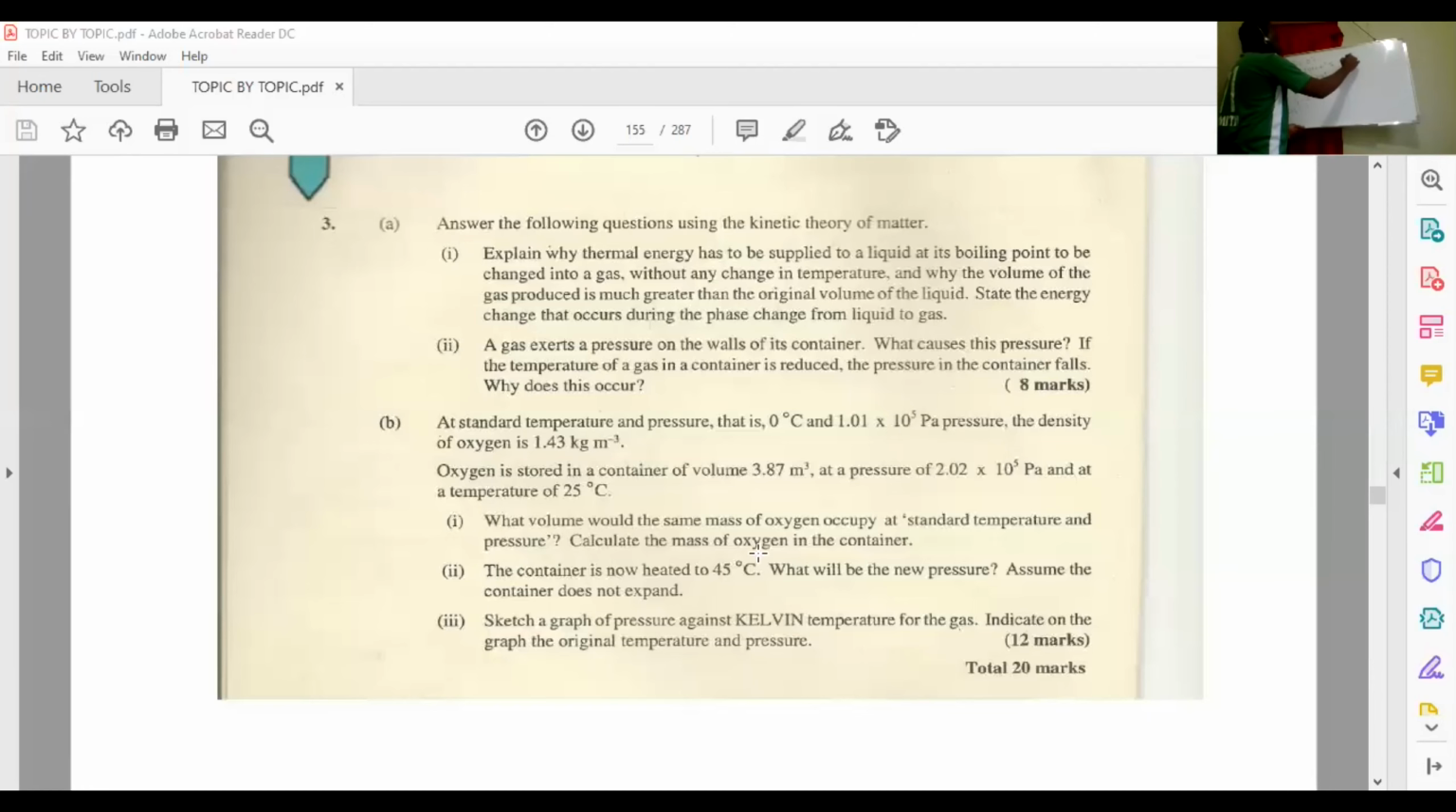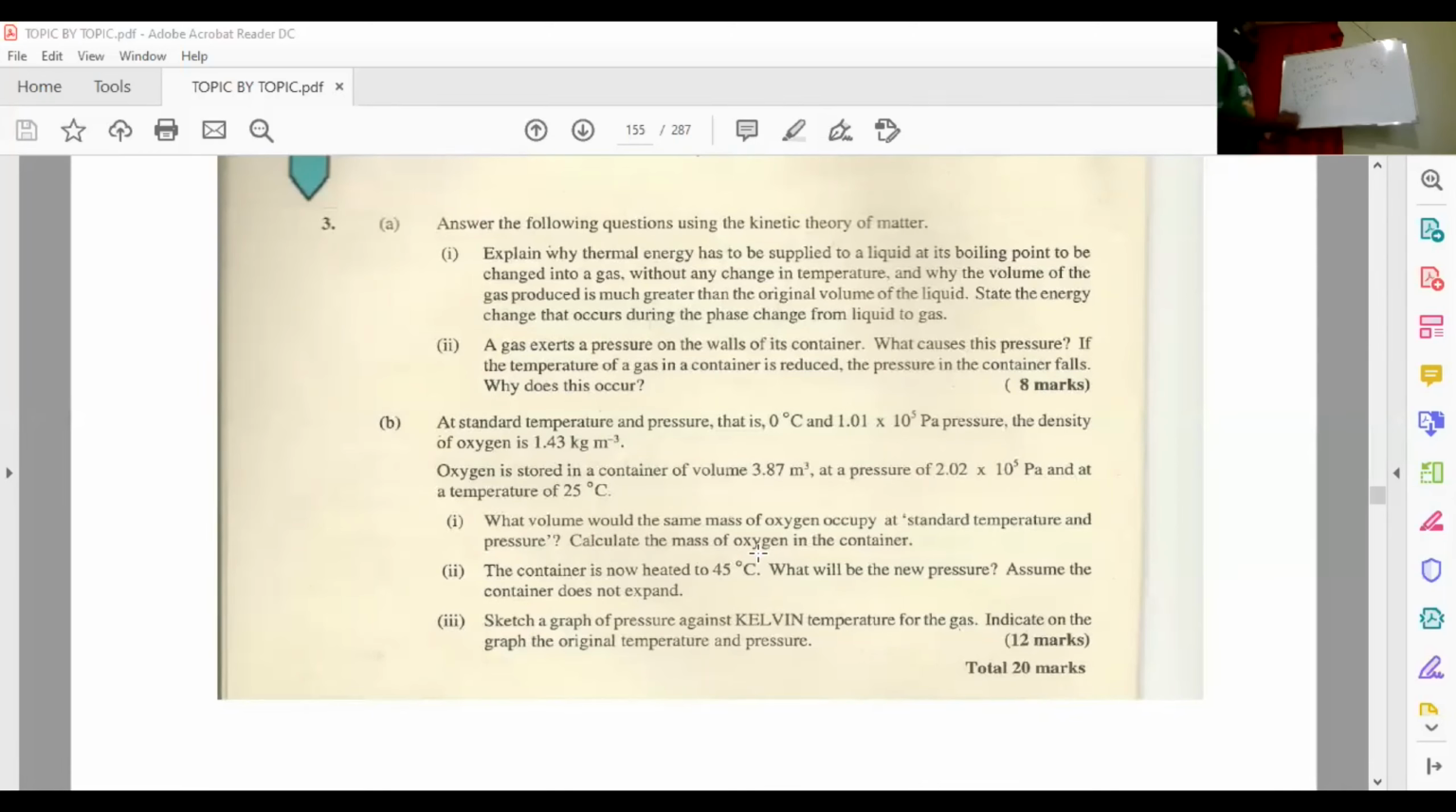So the only equation would be our general gas law, which includes everything that we have. Why are we only using the general gas law? Because none of these quantities are constant. The temperature changes between 0 and 25. The pressure changes from 1.01 times 10 to the 5th to 2.02 times 10 to the 5th. And we're asked to find the volume when we have a 3.87 meter cube volume. So nothing is constant. Everything changes. Yeah, I see it now.